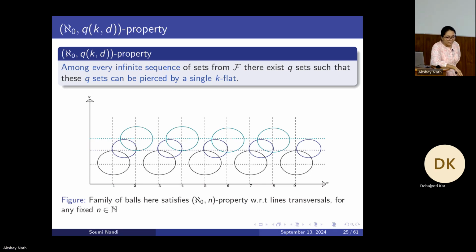A k-flat is a k-dimensional affine space. A linear space has to pass through the origin, and I'm just saying it can be translated to any part.